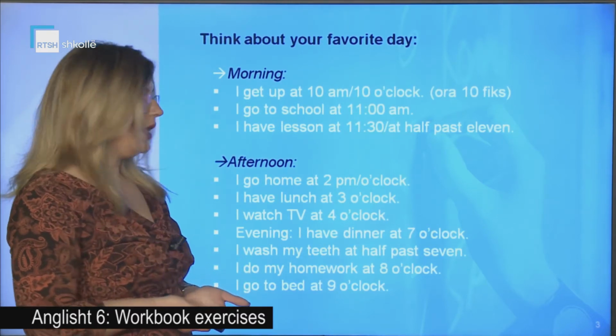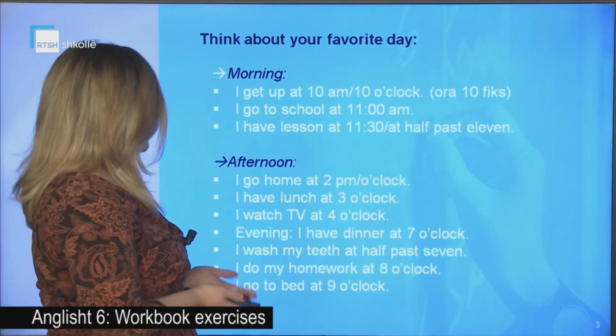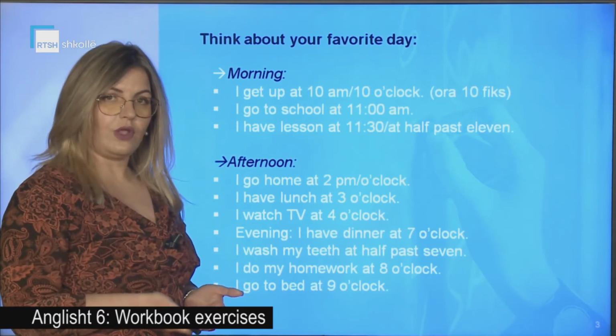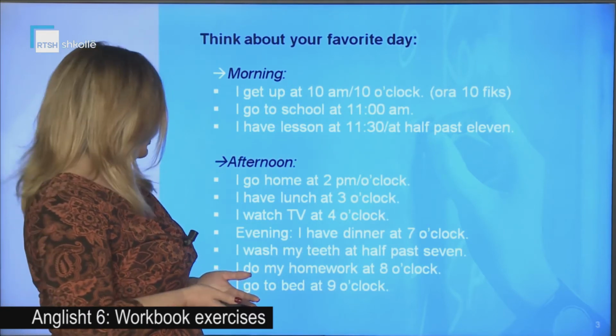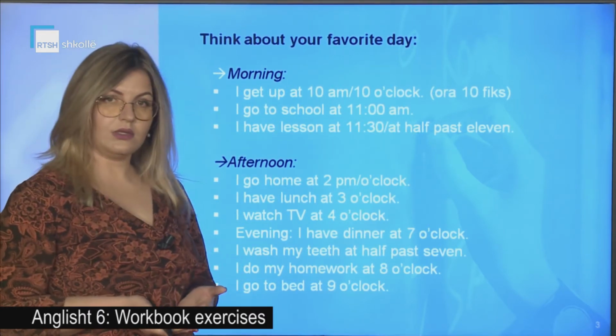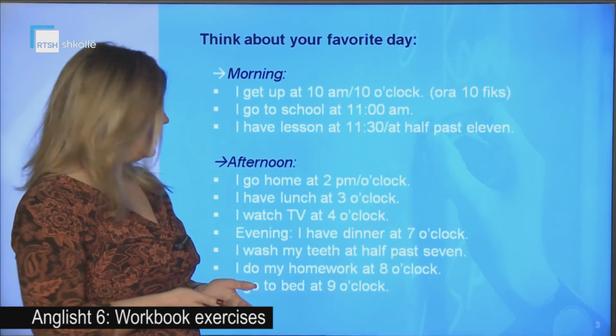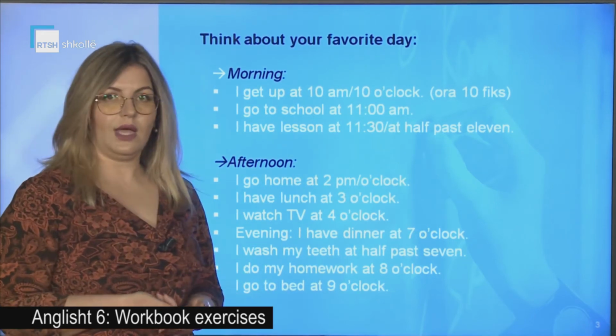I watch TV at 4 o'clock. And in the evening, I have dinner at 7 o'clock or at 7 p.m. I wash my teeth at 7:30. I do my homework at 8 o'clock, or maybe I watch TV at 8 o'clock, and then I go to bed at 9 o'clock.